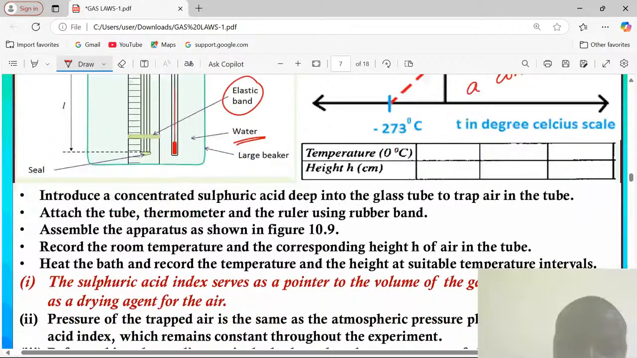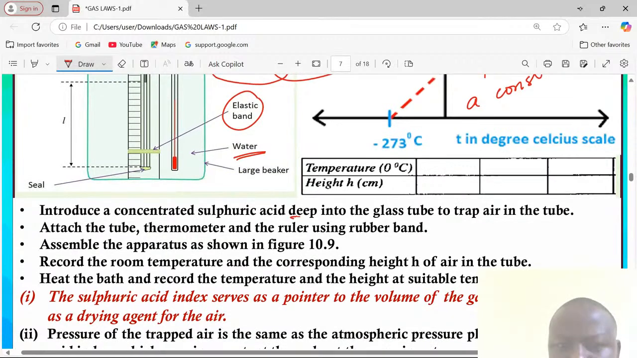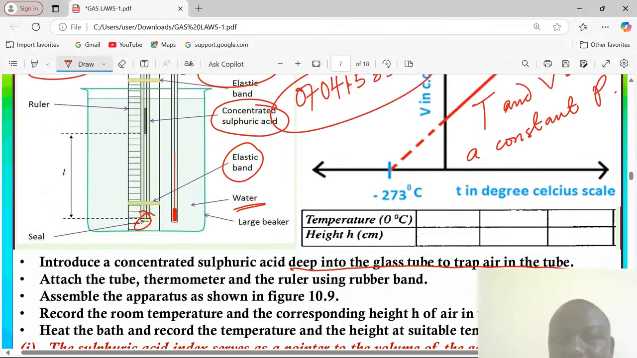Now introduce concentrated sulfuric acid into a glass tube to trap air in the tube. The tube is sealed on the lower side, and on the upper side we are introducing concentrated sulfuric acid. Remember, the concentrated sulfuric acid will have two responsibilities. One, to absorb any moisture, that is a drying agent. And two, that sulfuric acid index will serve as the pointer. It will be showing us the column of air in the narrow tube.